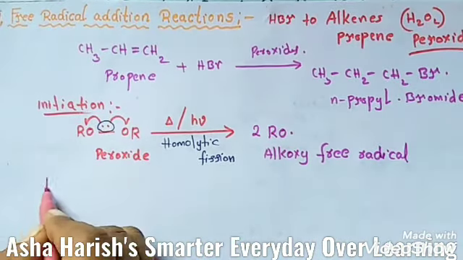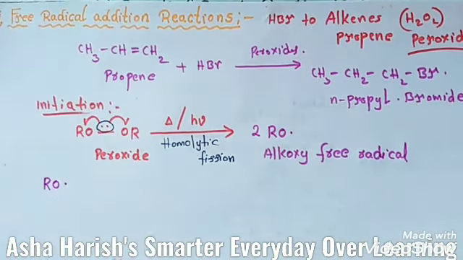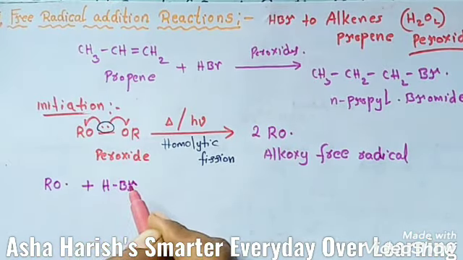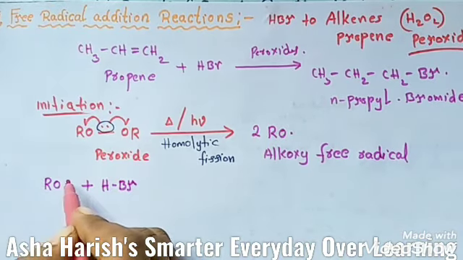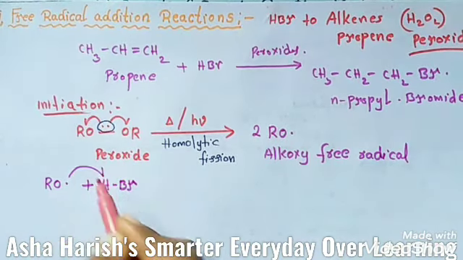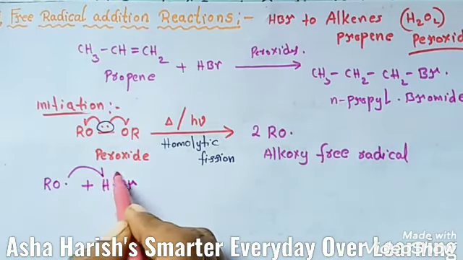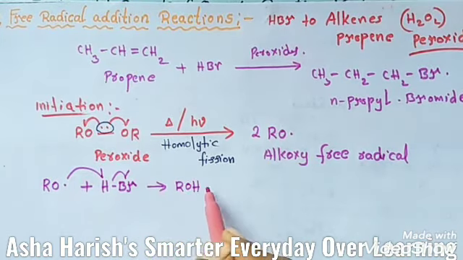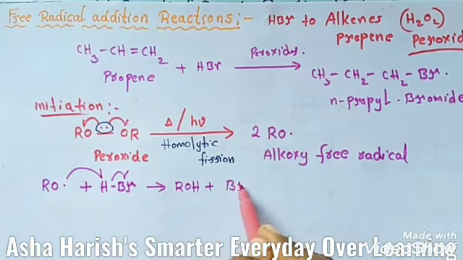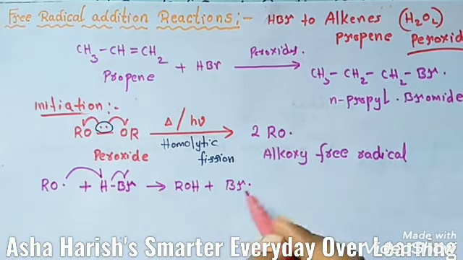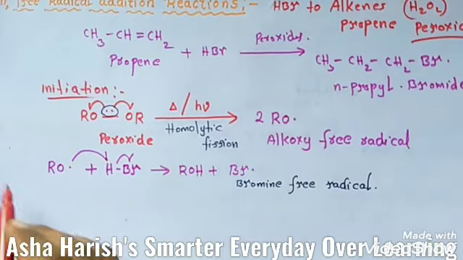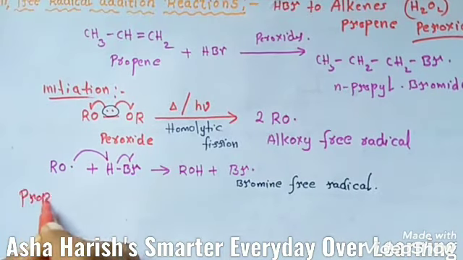Now to this RO radical, if you add HBr, this free radical moves towards this hydrogen, then this bond shifts like this, then students, ROH plus Br, bromine free radical should be formed. Bromine free radical. This is about initiation. The first step, initiation. Now let's see the second step, propagation.